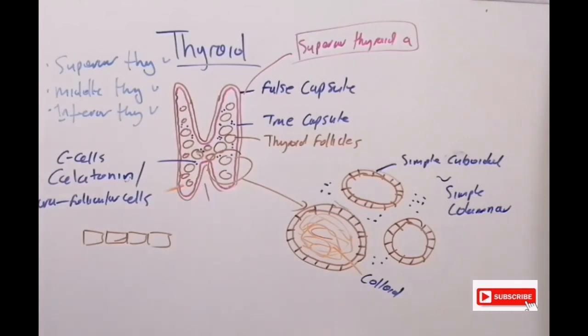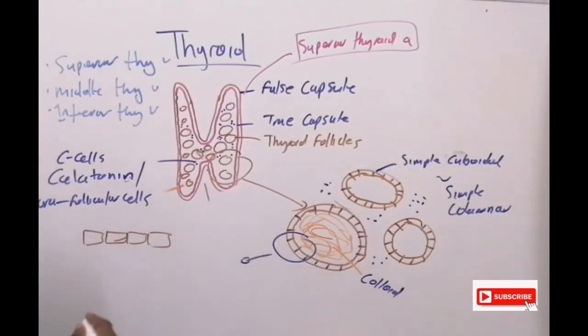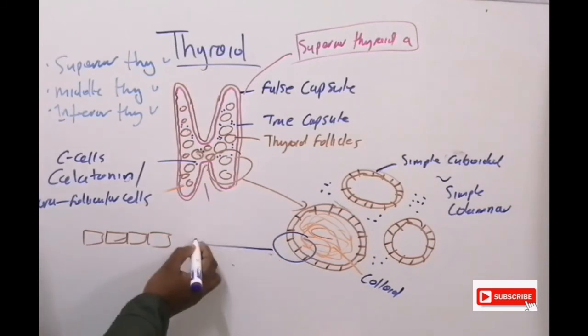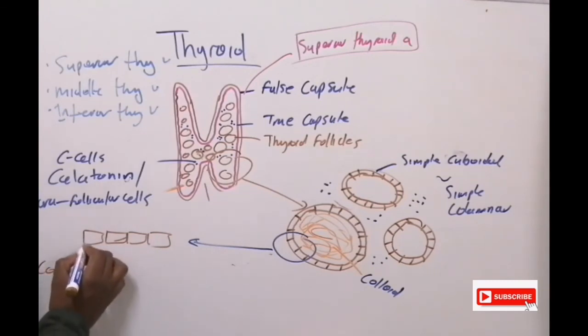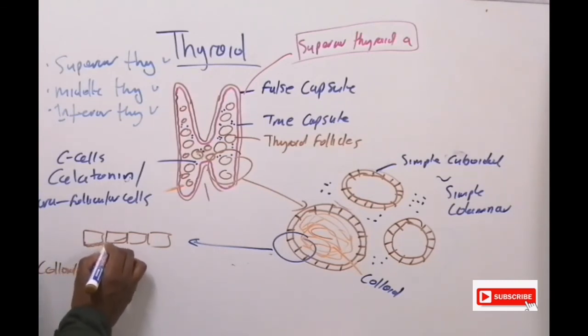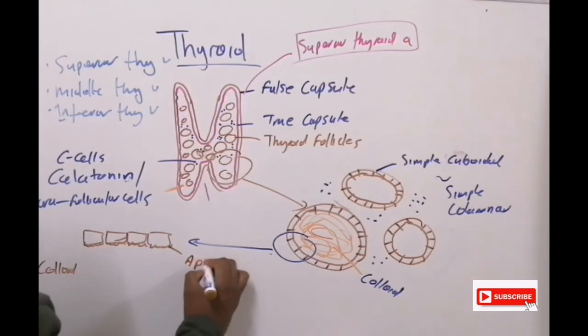Now, let's zoom into this section here and put it here. Actually, we have already done it. So this is it. The arrangement of those cells: this side is going to be the side with the colloid. The side with the colloid is the side that's got the apical membrane. Side with the apical membrane.